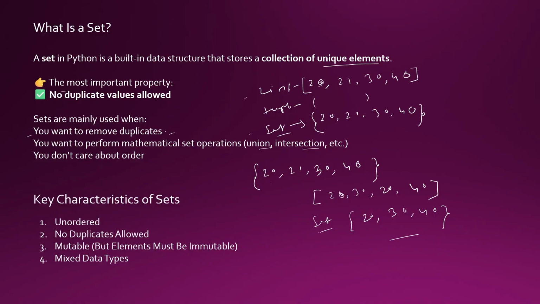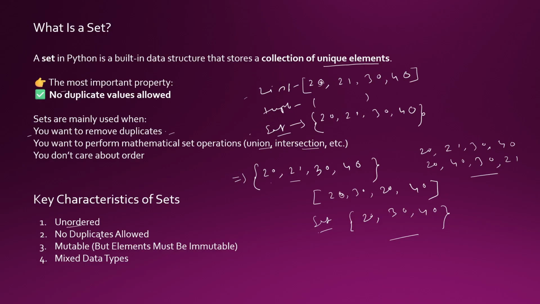Next is key characteristics of set. It is unordered. As I told you, it is unordered. Now for example, if this is a set, right? Now if you print this set, then you might get the value like this output: 20, 21, 30, 40. But at the same time, you can also get a print like this. This can be your output as well, because set doesn't maintain any kind of order, so you can get any kind of ordered output, right?